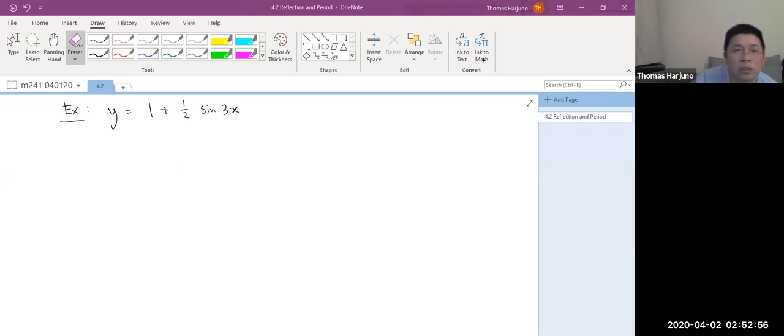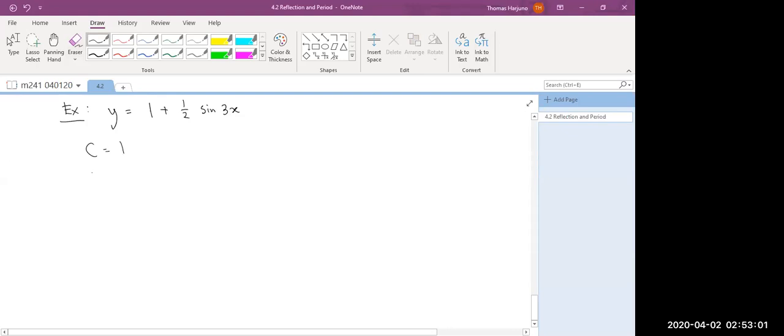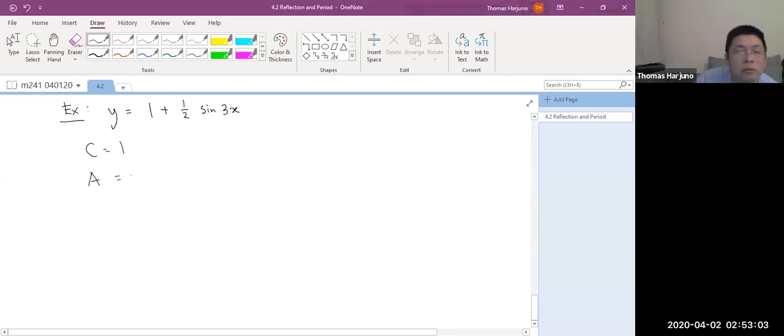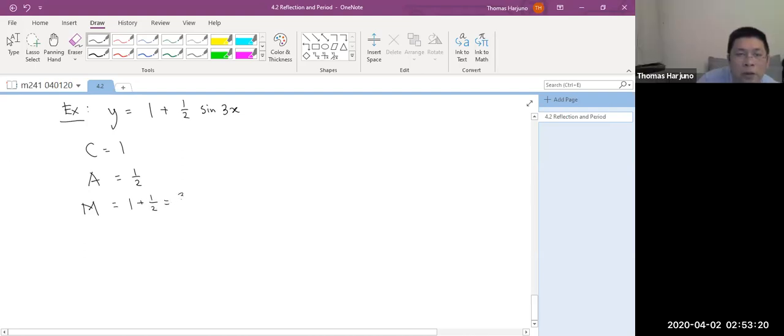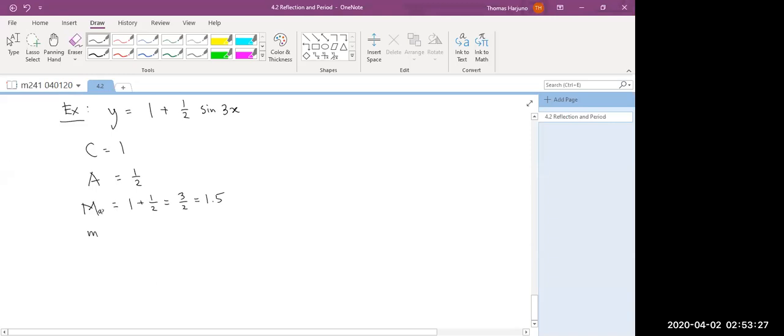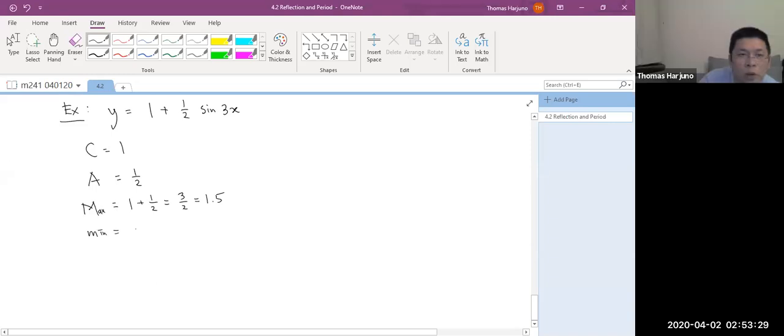Okay, let's see. What's the center? 1. And the amplitude is? 1/2. 1/2, that's right. So the maximum will be 3/2. Or if you feel comfortable with decimals, in other words, if it gives you a nice decimal, just use decimals. You can use 3/2, which is 1.5. And how about the minimum? 1/2.